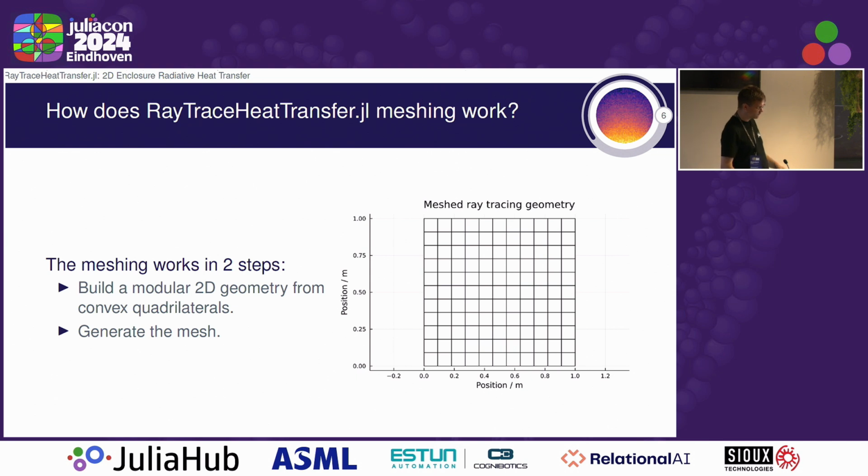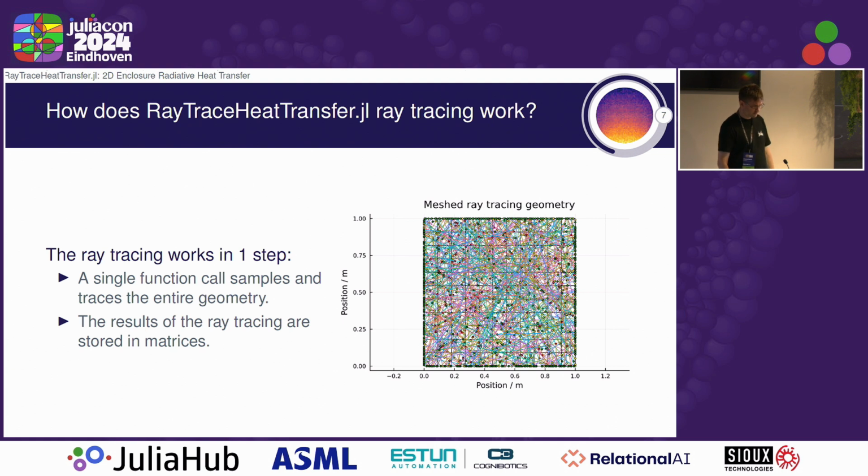And the reason they have to be convex is that then they are easy to ray trace. Then we generate the mesh by specifying the number of splits in each direction. And as I said, they can also be skewed in any way, basically. And then I showed here some ray tracing.